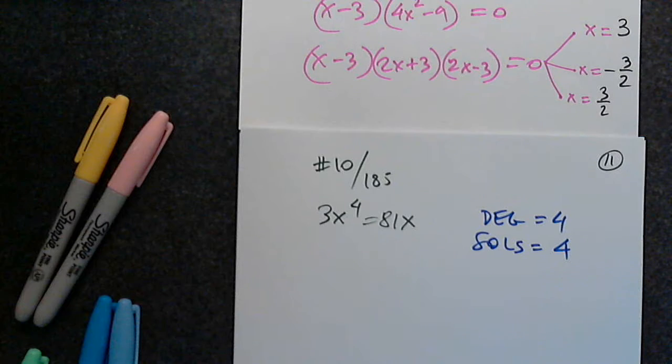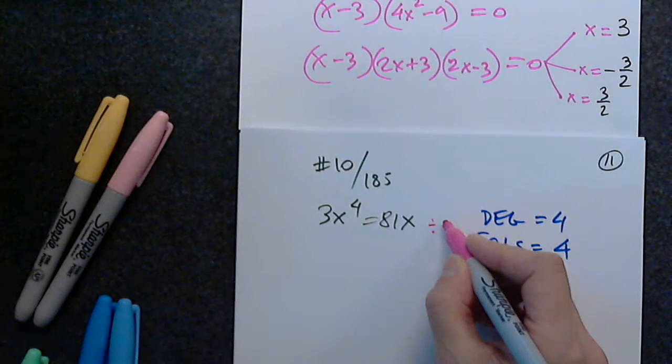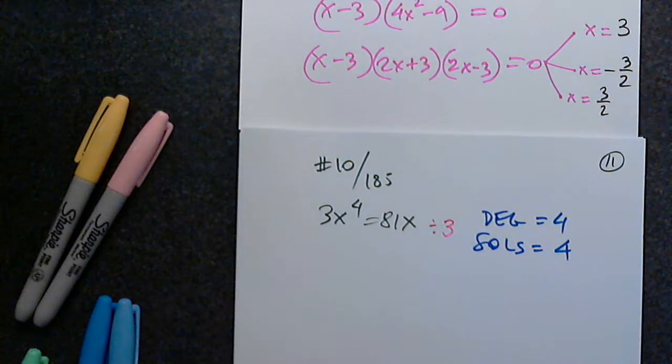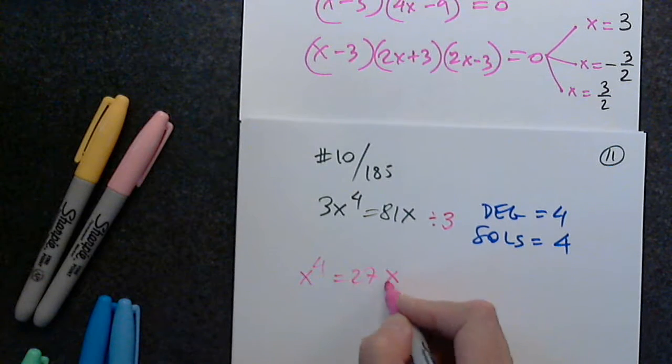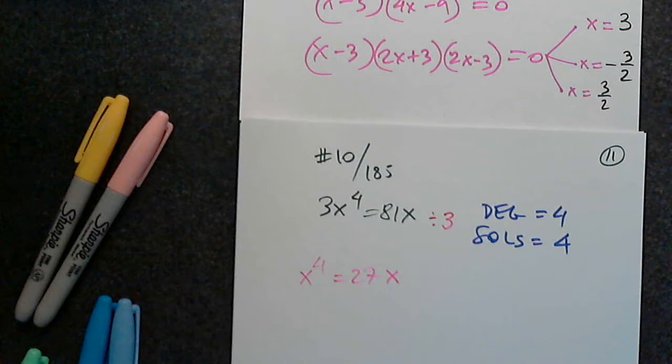But I'm into simplifying first. And you cannot divide by x. But you can divide by? We can divide by 3, indeed. Good. Awesome. So then we have x to the fourth equals 27x. We divided both sides by 3. Now what?